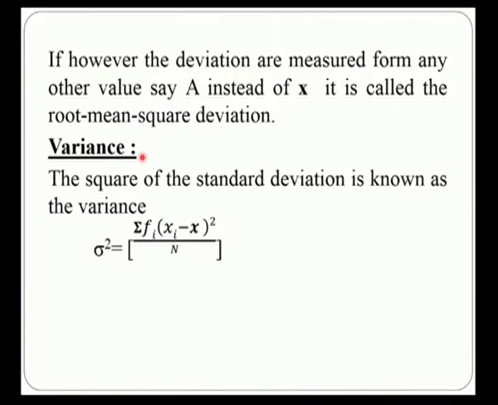Then the next thing is variance. Variance is related to standard deviation. The square of the standard deviation is known as variance. That means if standard deviation is squared, you will get the variance. So, variance sigma square is equal to summation of fi into xi minus the mean whole square, over n. This is the formula to calculate the variance.